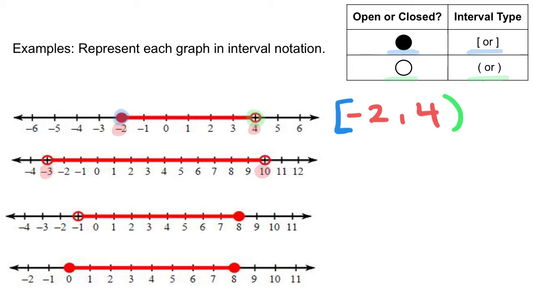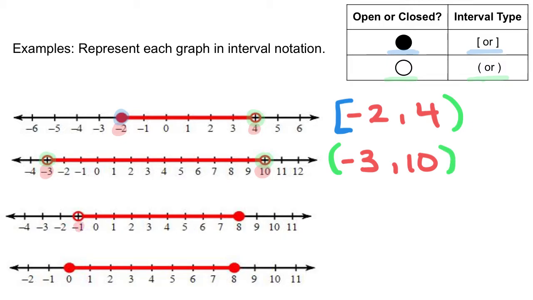and 10. So I write my numbers as -3 comma 10, and then I'm going to determine the bracket types. So for the first one, around the -3, I have an open circle, and that means it doesn't include the number, so I use a parentheses. And then I have an open circle again at 10, which indicates I don't include the 10, so I would use a parentheses.